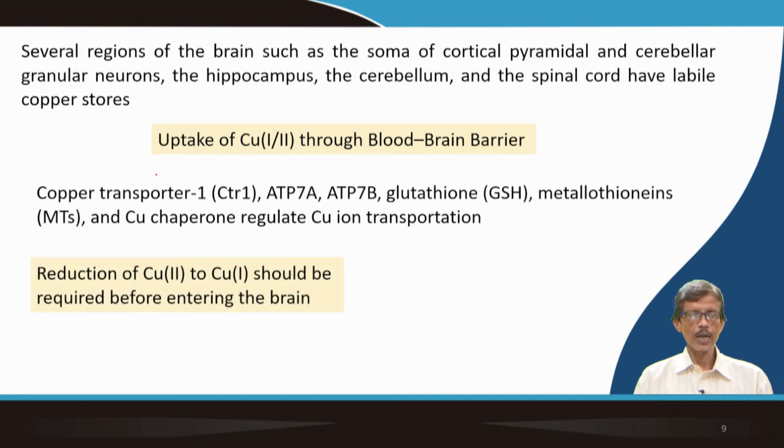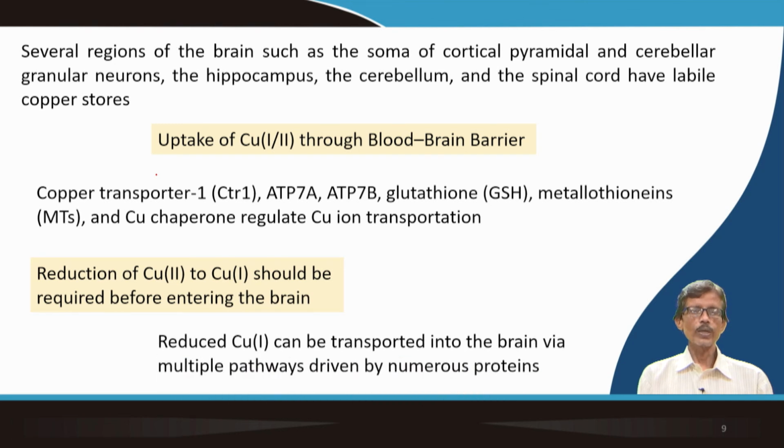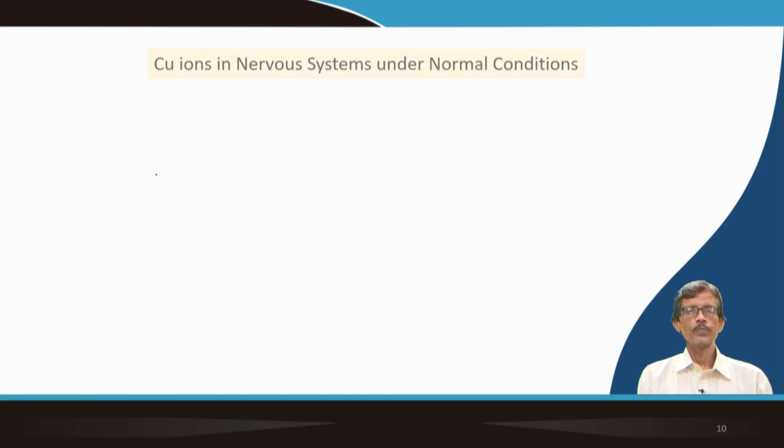transportation reaction. During that particular process, the reduction to the cuprous form should be required before it enters the brain, because it is more soluble in the aqueous medium. The brain has a lesser amount of aqueous environment, so it is a little bit hydrophobic in nature. So, we can move it as the cuprous form. So, multiple pathways driven by numerous proteins are required for the transportation of copper 1, cuprous copper, to your brain.